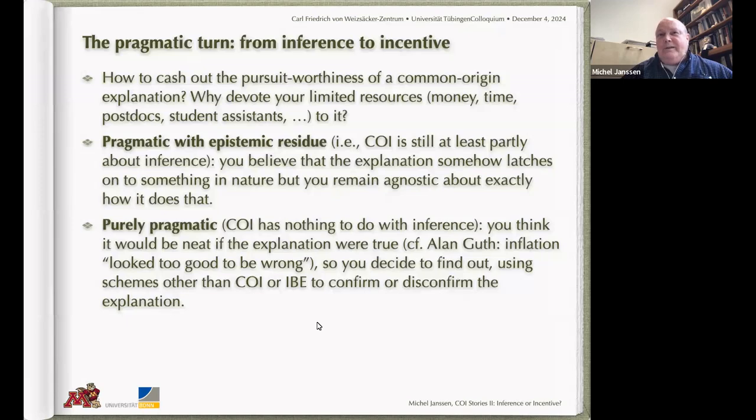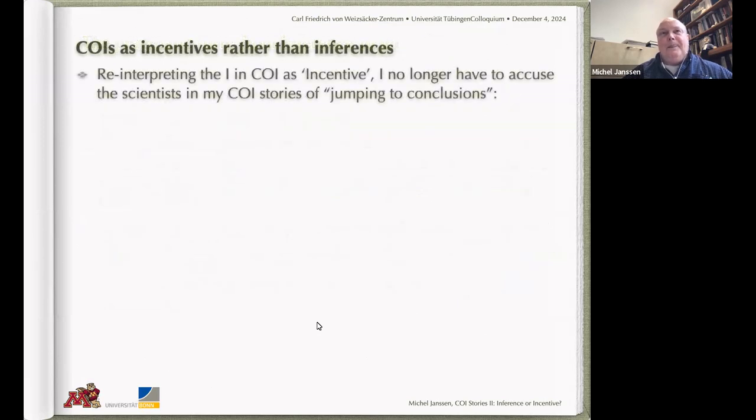You just say, well, it'd be neat if this explanation were true, right? So I'm thinking about a famous line by Alan Guth, where he says, "Inflation looked too good to be wrong." It's a bit of a joke, but if you interpret it as, well, this would be really neat, we should look into this, then it makes a lot more sense, right? So you decide to find out, and you use other schemes to try and confirm or disconfirm the explanation, right? The sort of thing that Wes Salmon was telling Peter Lipton is what scientists should be doing and are doing.